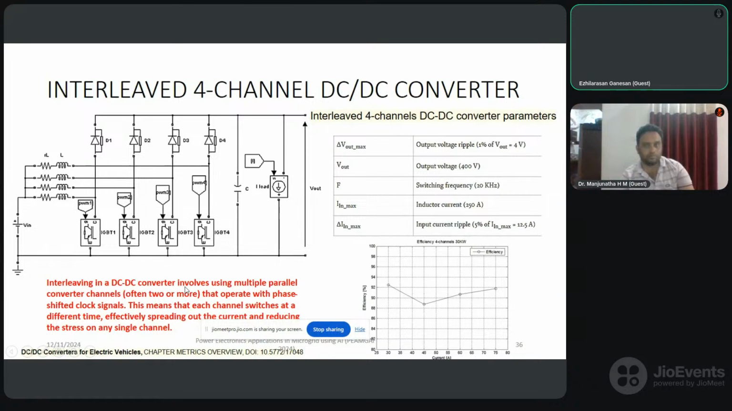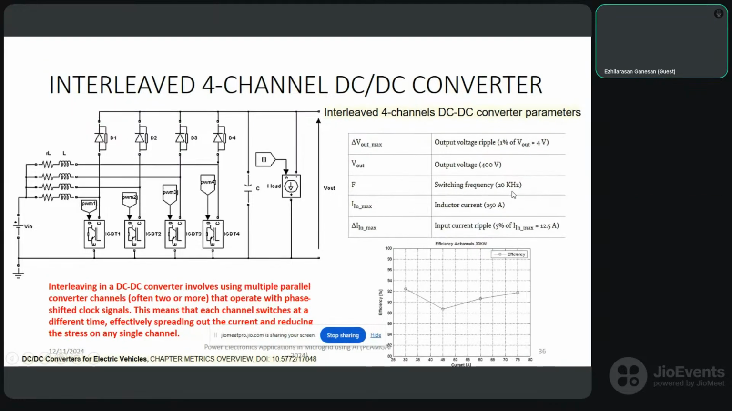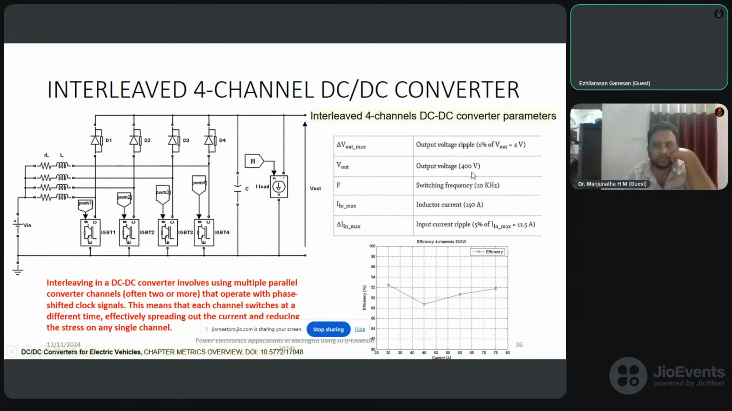So interleaving in a DC-DC converter involves using multiple parallel converter channels, often 2 or more, that operate with phase-shifted clock signals. This means that each channel switches at a different time, effectively spreading out the current and reducing the stress on any single channel. Here you can see the same switching frequency we have maintained at 20 kilohertz. The output voltage we require is 400.